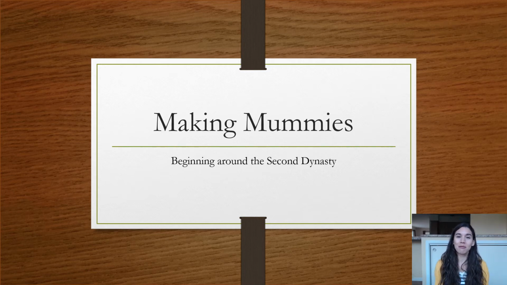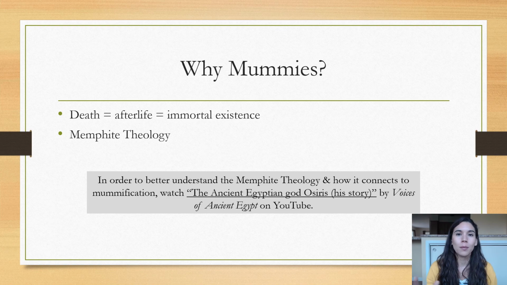Mummies. Mummification began around the Second Dynasty of Egypt, even though it was mostly practiced during the Old Kingdom of Egypt, so like Third and Fourth Dynasties. But I want to talk to you about why Egypt felt the need to preserve their bodies to such an extent. And this goes back to their belief system. So again, they believed that death meant you went into the afterlife, and this brought immortal existence. You lived forever, and preserving their physical bodies was a part of this.